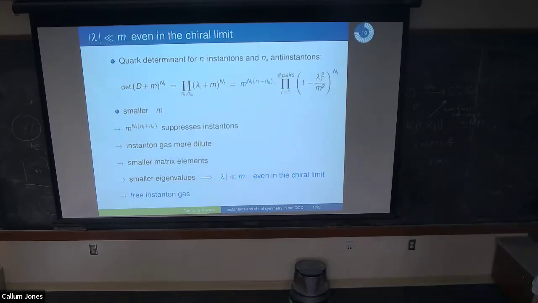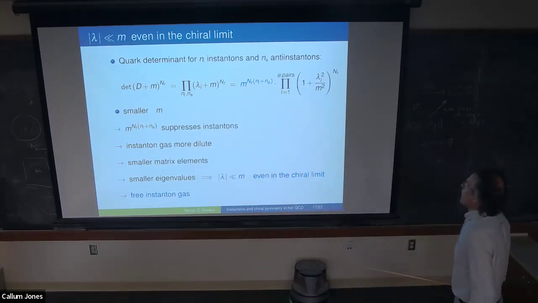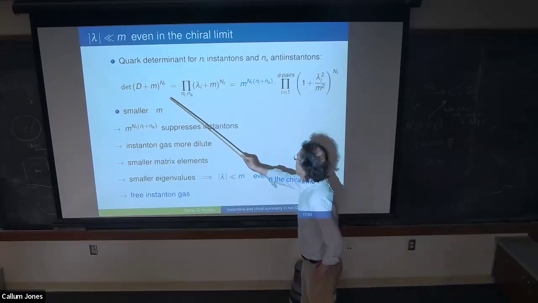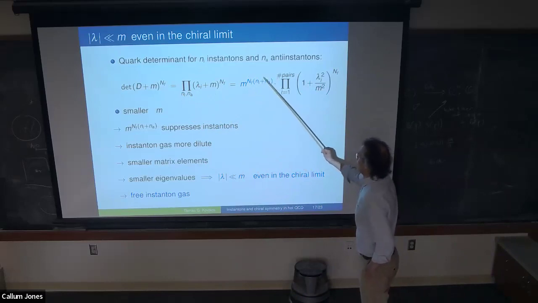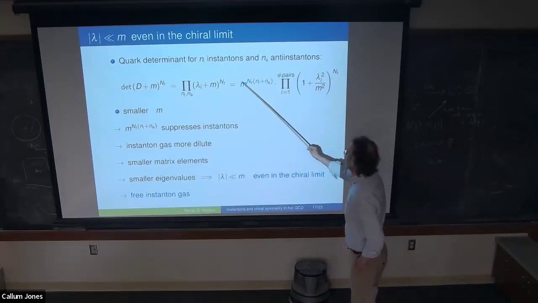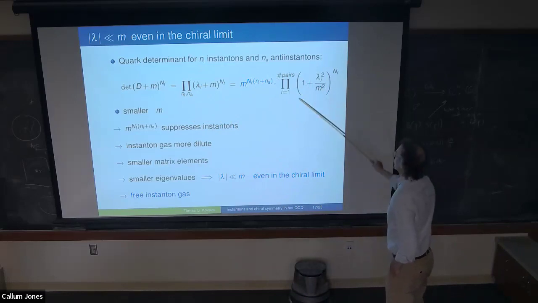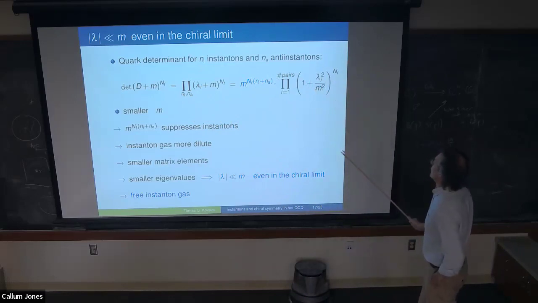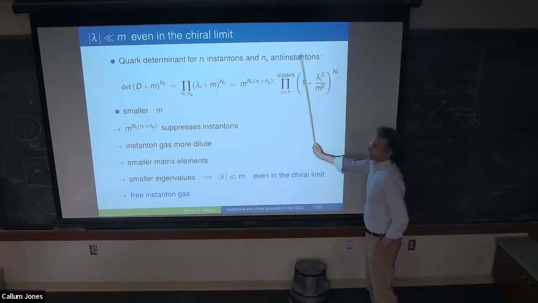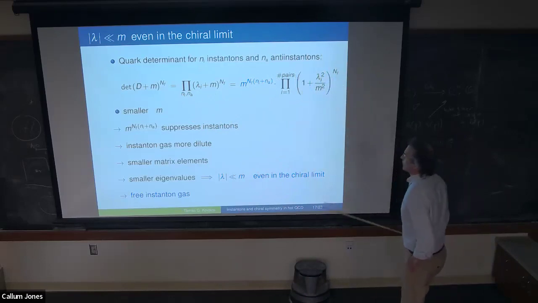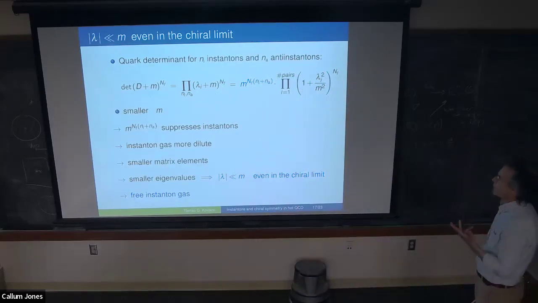And here is the answer. This is the quark determinant again, okay? And I pulled out this factor from the determinant, this factor times the correction, and this is the correction when the eigenvalues are not so small compared to the quark mass. So if the eigenvalues are small, the correction factor is just 1, and this is what you are interested in. What happens when you take the chiral limit?